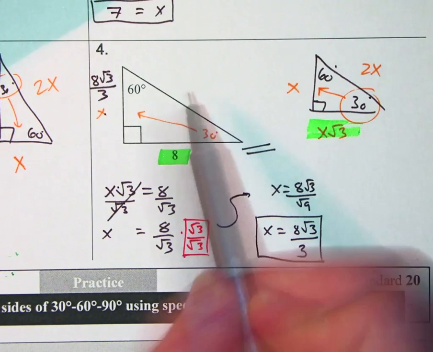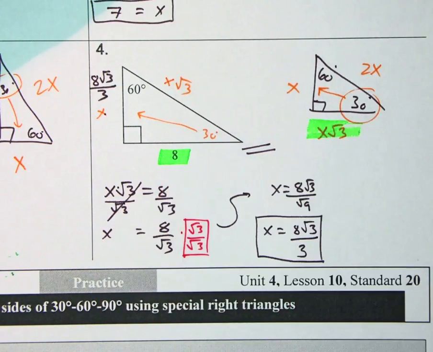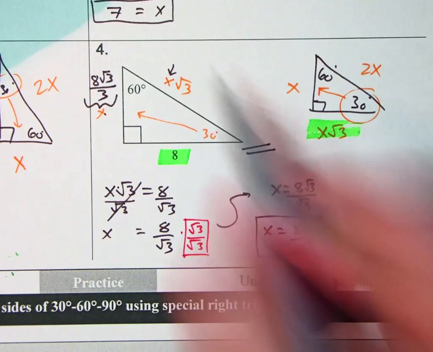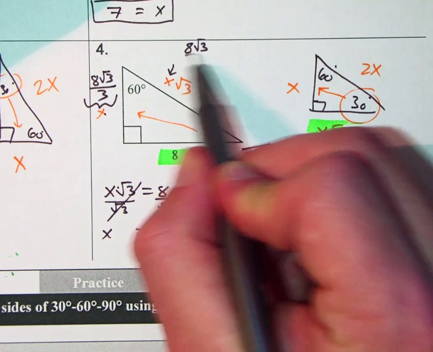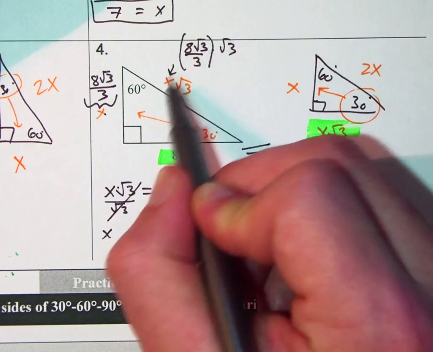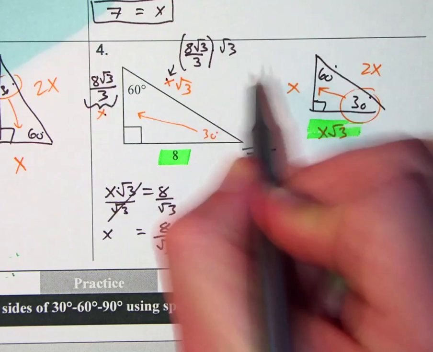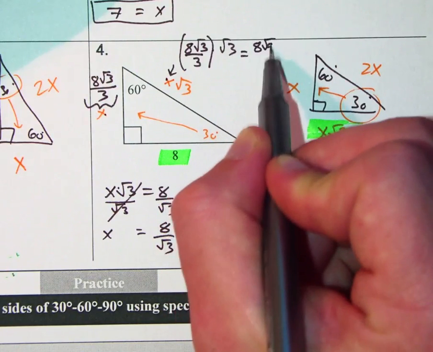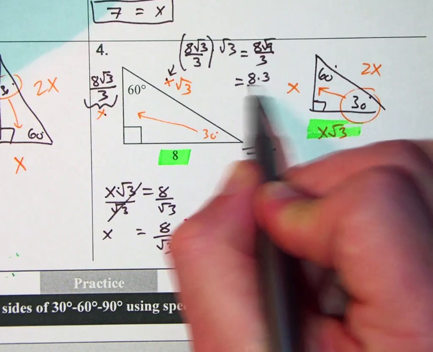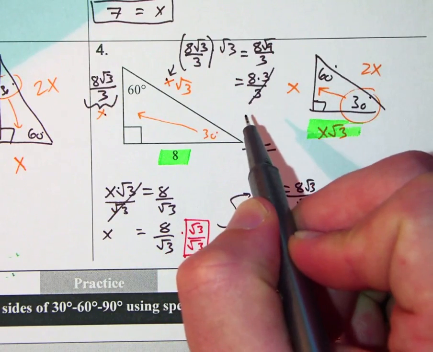Now, how do you find this side? Well, it's whatever x is, but with a square root of 3 next to it. This whole thing is x, right here. So I'm going to put it right there. Here I go. 8 square root of 3 over 3 times square root of 3. This is the x. That square root of 3 was already there. If you go ahead and multiply straight across, you're going to get 8 square root of 9 over 3. Square root of 9 is really 3. The 3's go. And you're left with just 8.